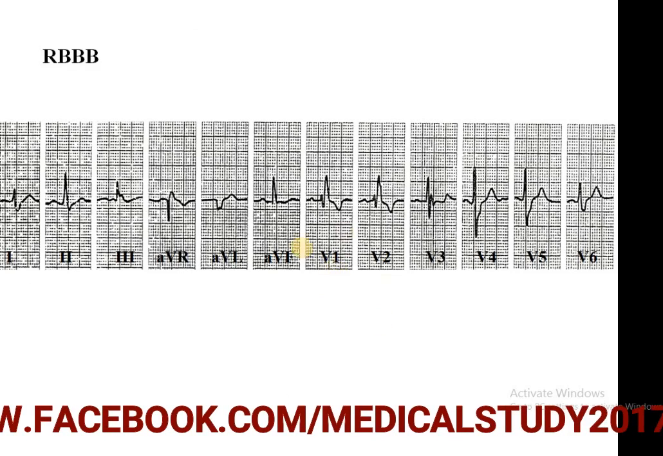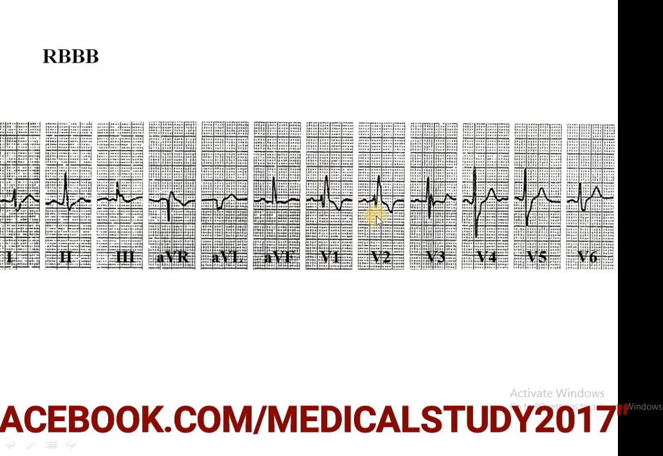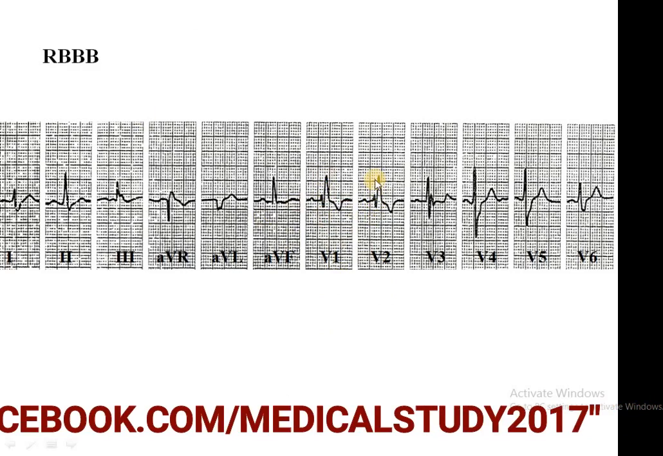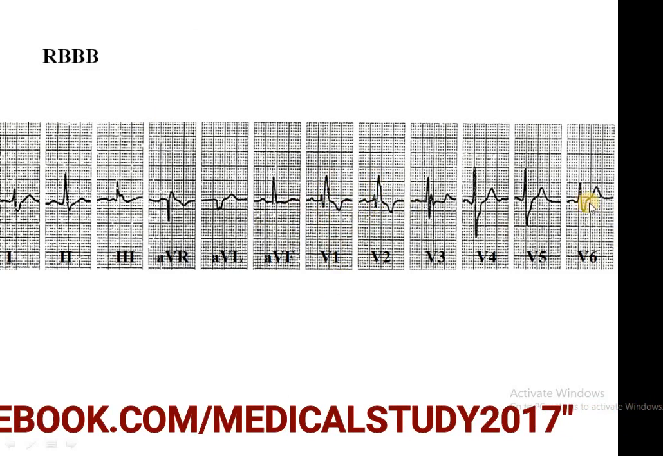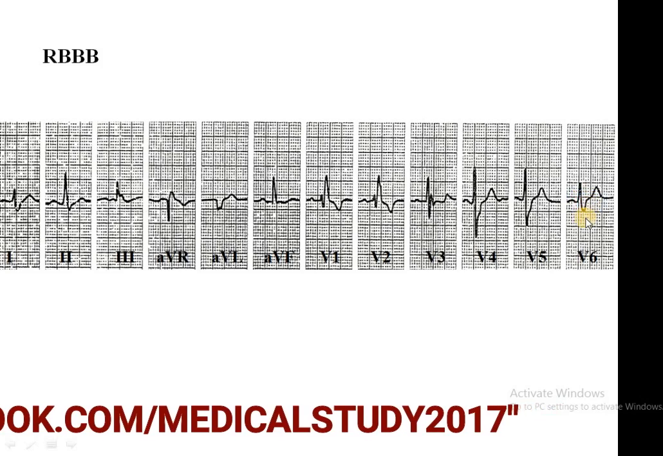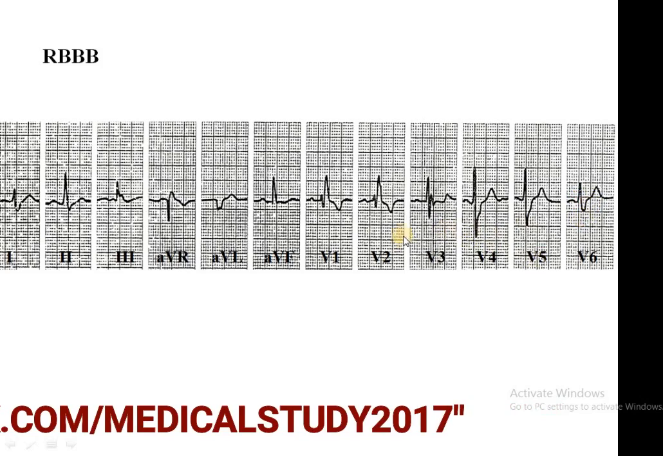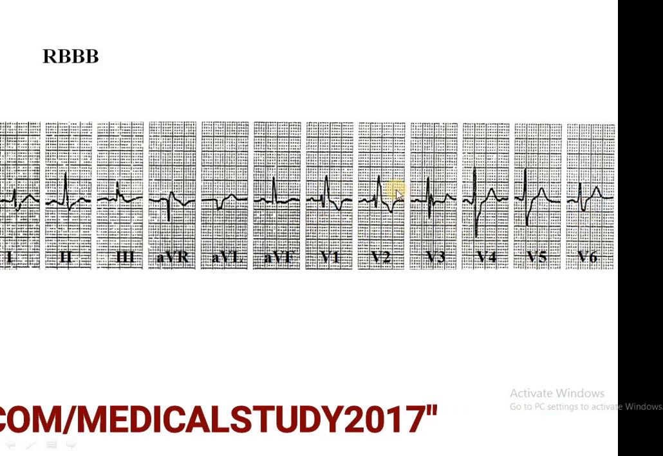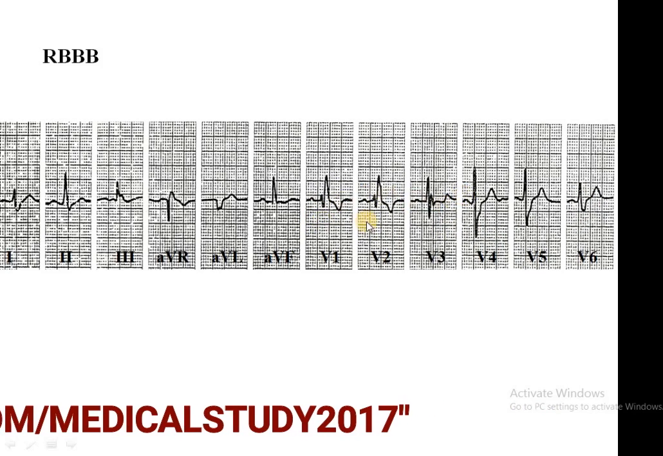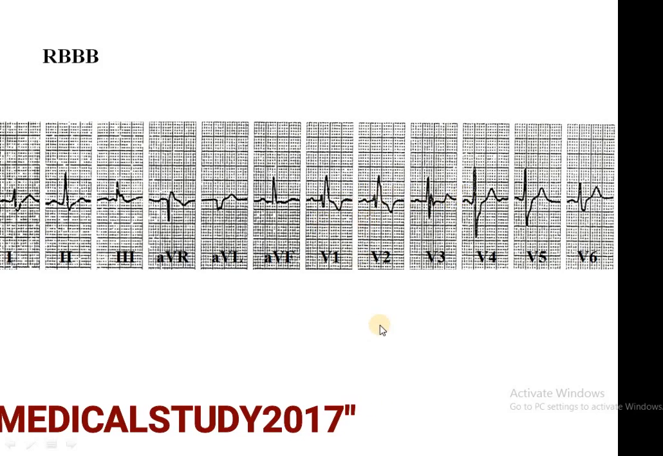Let us see in ECG. Now see V1 RSR dash, RSR dash in V2, and in V6 you see a widened S wave. So this is the pattern of right bundle branch block, and along with this T wave inversion in V1, V2. So this is the exact ECG of right bundle branch block.